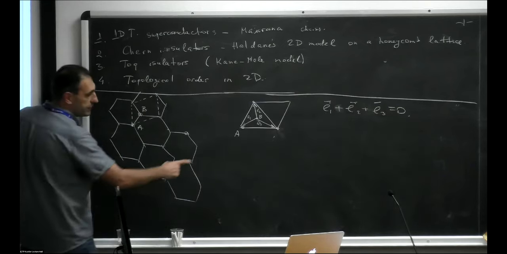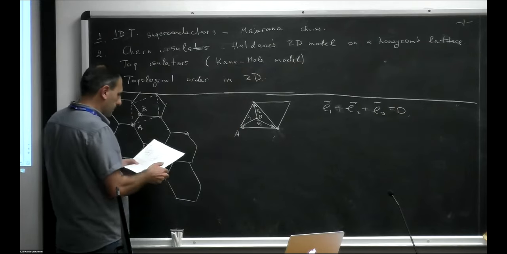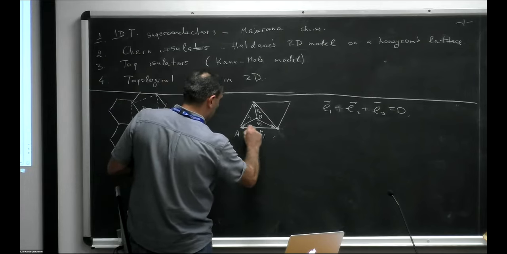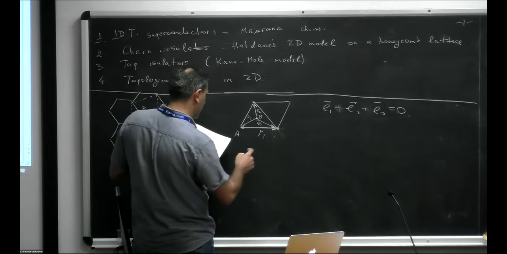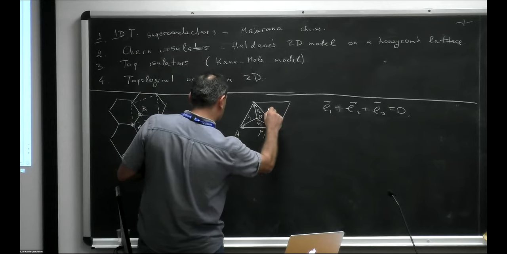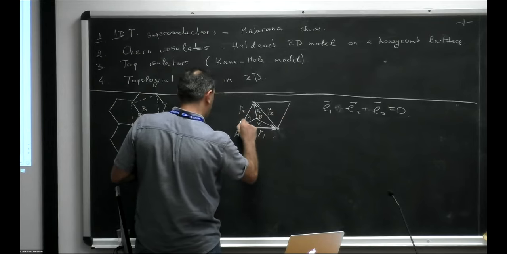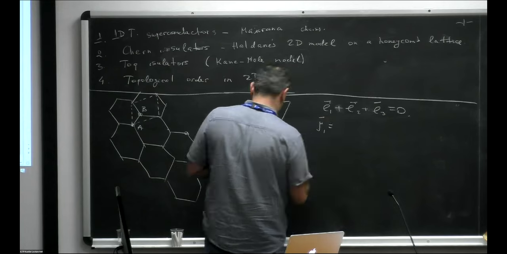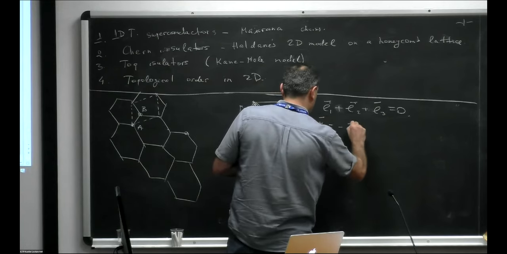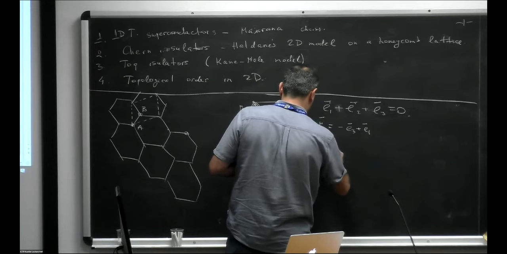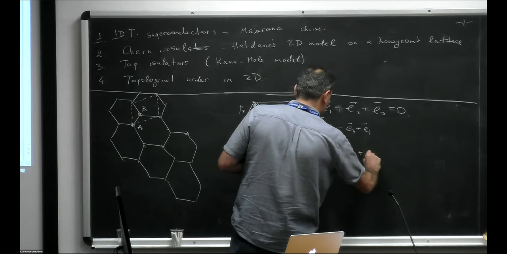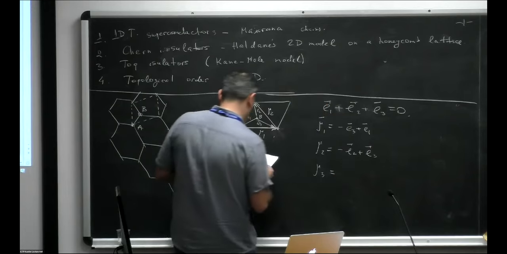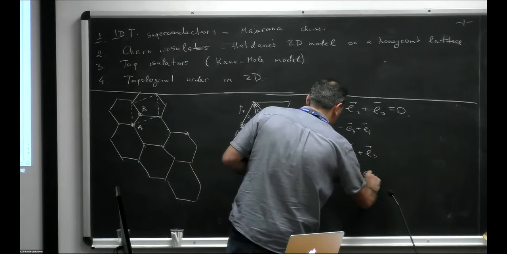So those are the vectors connecting nearest neighboring sites. You can also talk about vectors mu1, this one, mu2, which is 3, 2. So this is mu2 and mu3. This one connects next nearest neighboring sites. Mu1 can be chosen to be minus E3 plus E1. Mu2 is minus E2 plus E3. Mu3 is minus E1 plus E2.